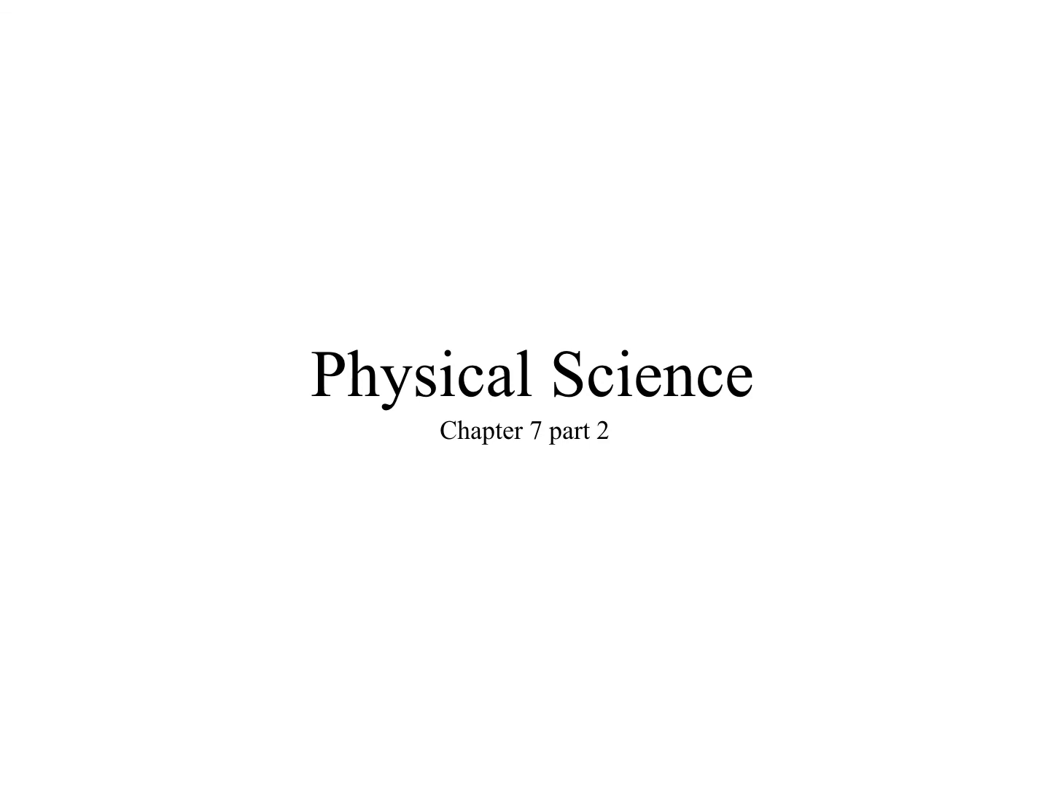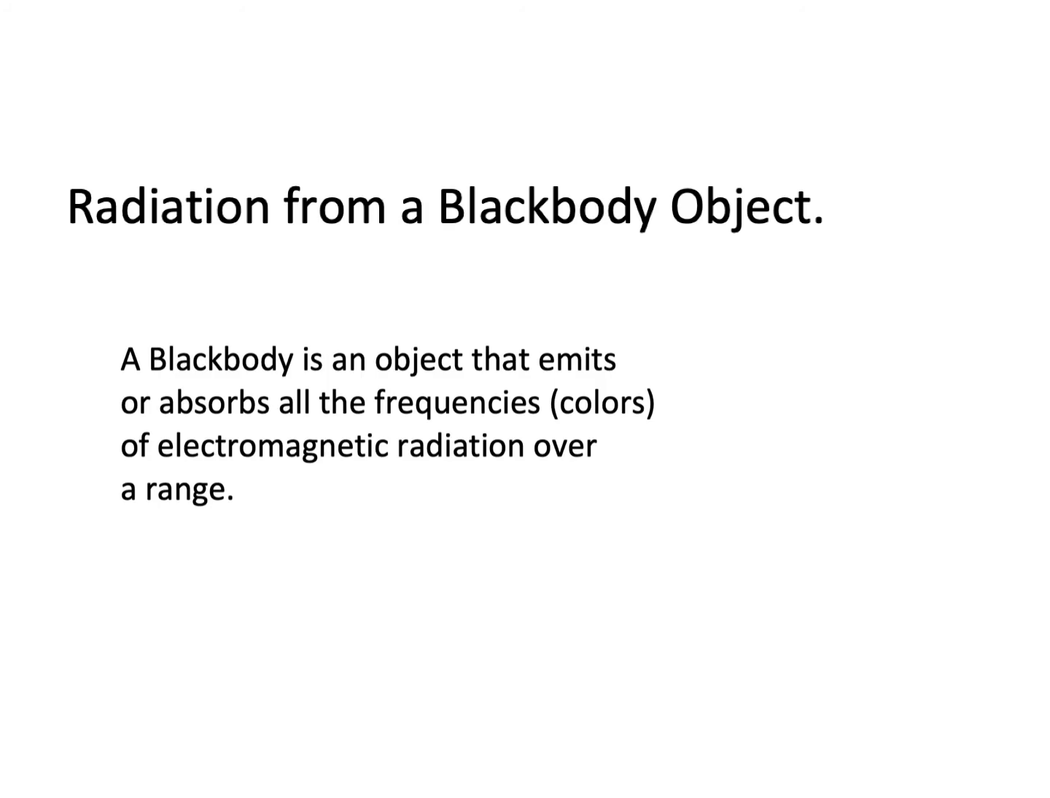In the next lecture, we want to talk about electromagnetic radiation some more. And specifically, we're going to talk about something called a blackbody. Now, a blackbody is an object that emits or absorbs all the frequencies of electromagnetic radiation over some range. And so there's no gaps or holes in the frequencies of light that are emitted. And of course, remember, when we talk about frequencies, we know that means colors.